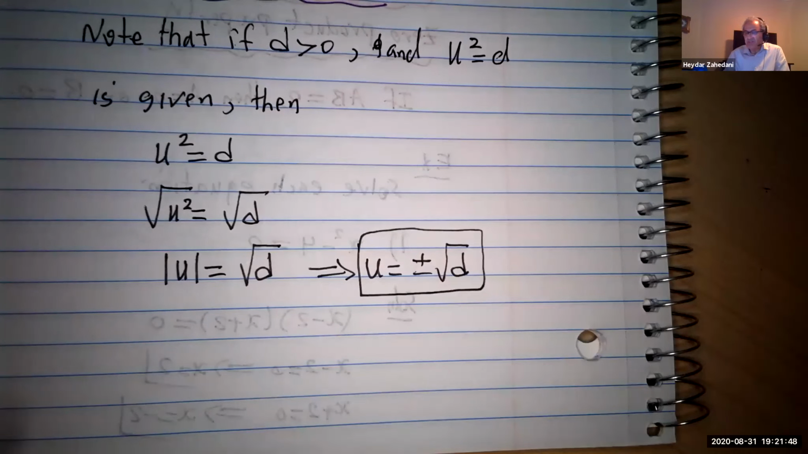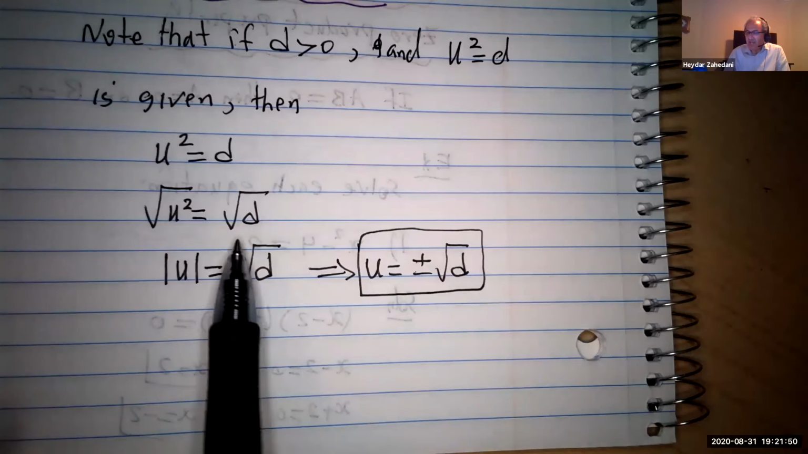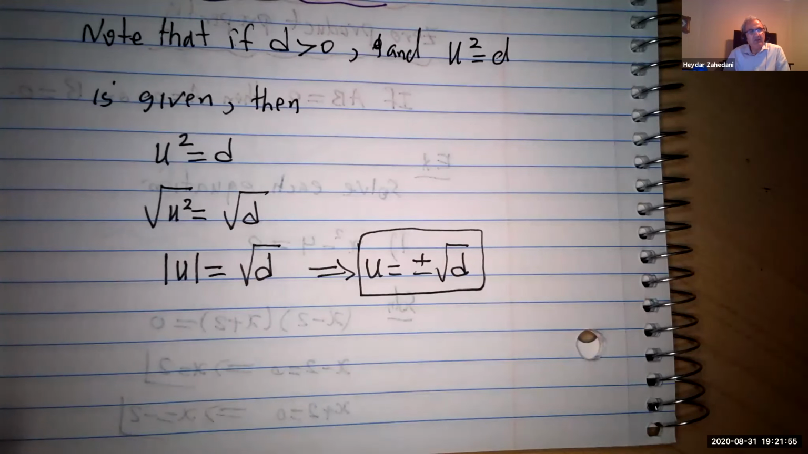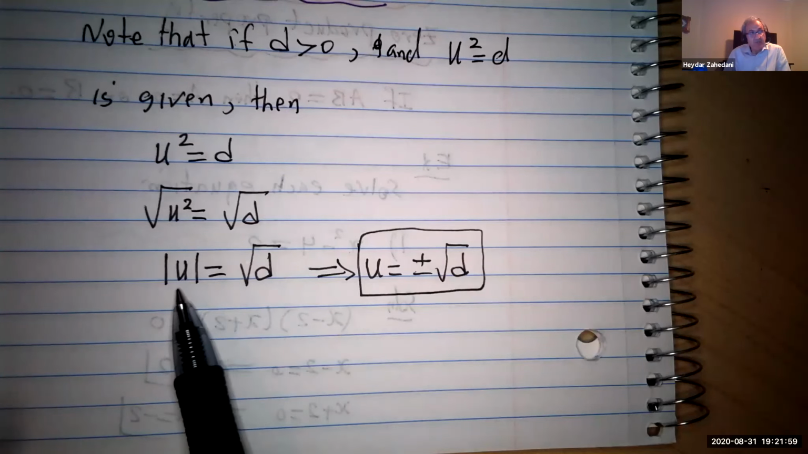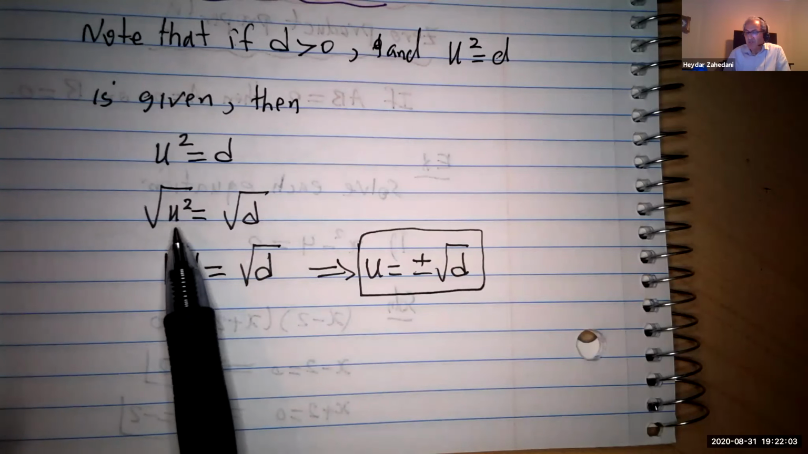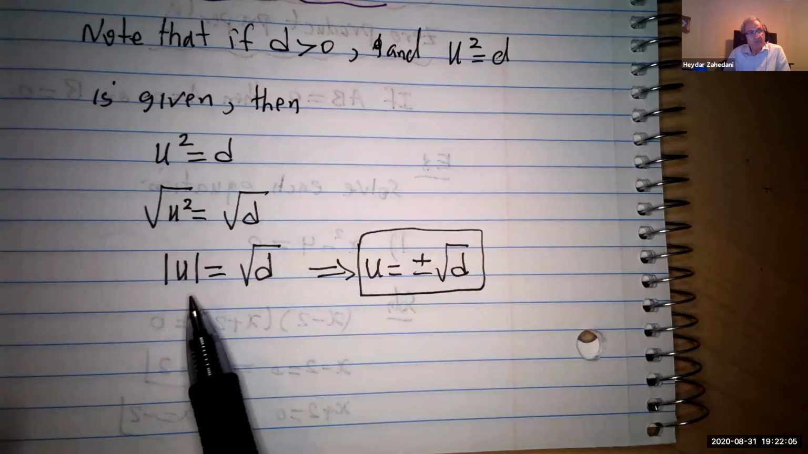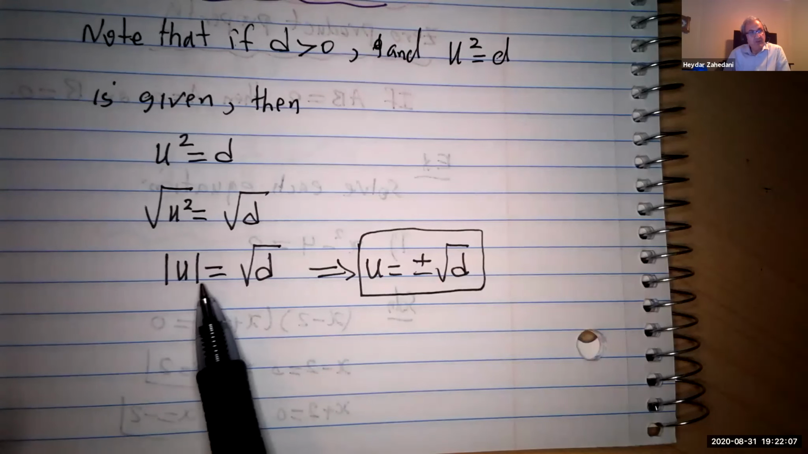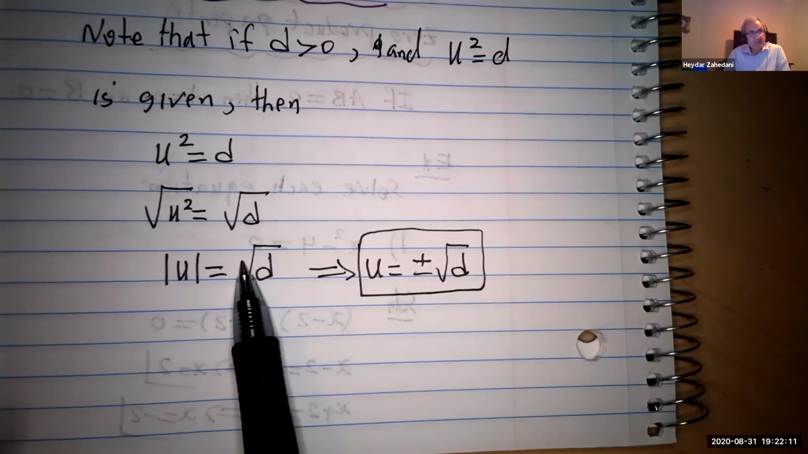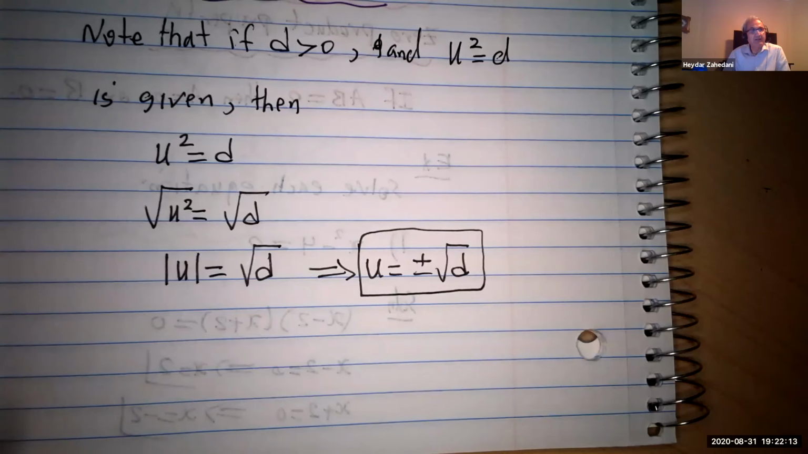The reason that you get a positive negative is not like some people think, that radical four would be positive negative two. No, the positive negative comes from the other side, which is the absolute value of U. Radical U squared is the absolute value of U. If you want to drop the absolute value, you have to pay for it, so it's either a positive radical D or a negative one. And we'll talk about that one later too.